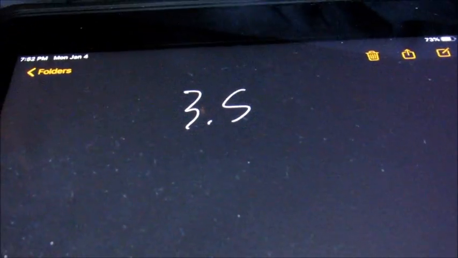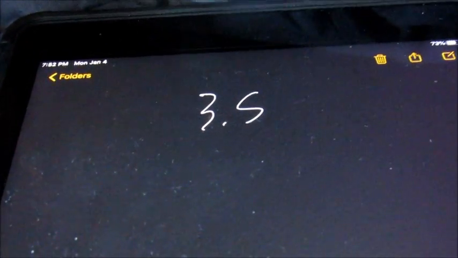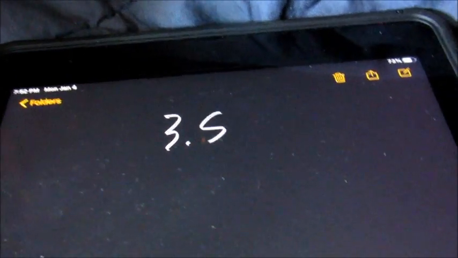Hello class, welcome to 3.5 where we're going to solve some equations using integers. Now we're going to use the division property of equality.